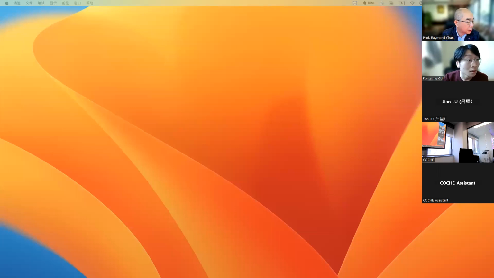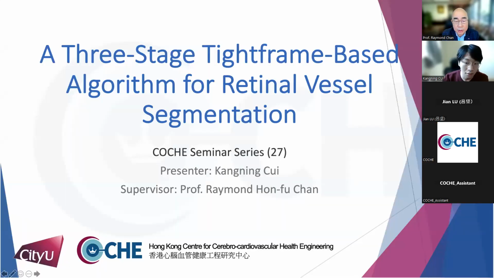So basically, that means to do segmentation on the eyes. Usually this retinal vessel is used for diabetes diagnostics, but sometimes it can also be used for cardiovascular diseases. Okay, so Jason, you can start.